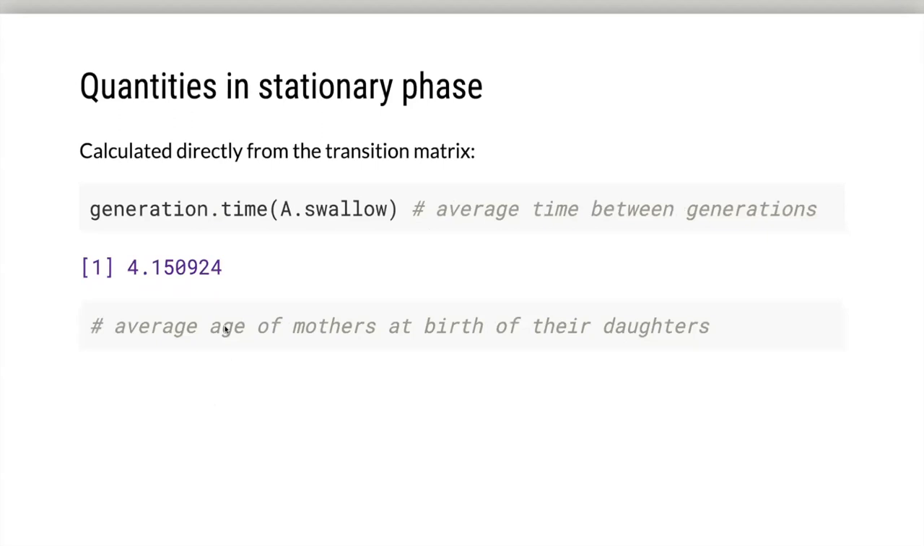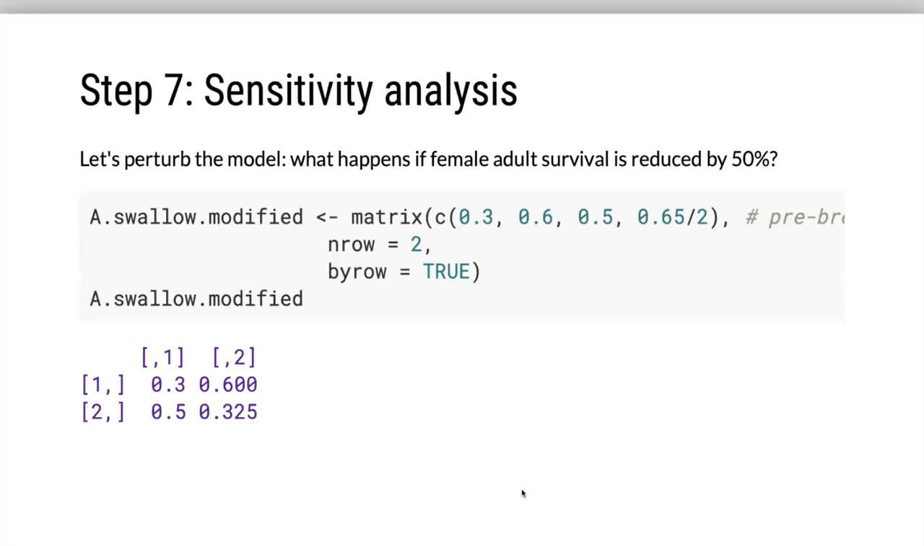We can know other quantities like generation time, which is the average age of mothers at birth of their daughters. So that's going to be longer for long-lived species and shorter for short-lived species. It's interesting to compare it between different populations of the same species, for example. And we can then perturb the model and see how it can change the dynamics of the population. That's something that is very interesting to do.